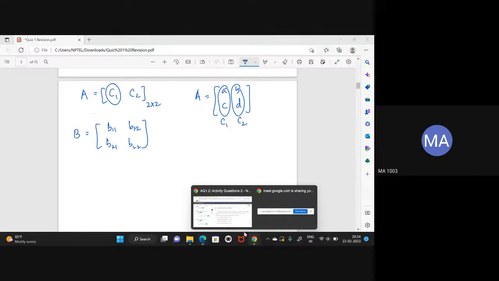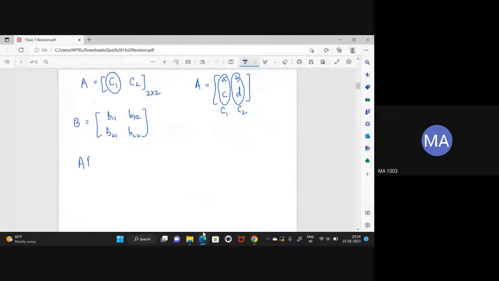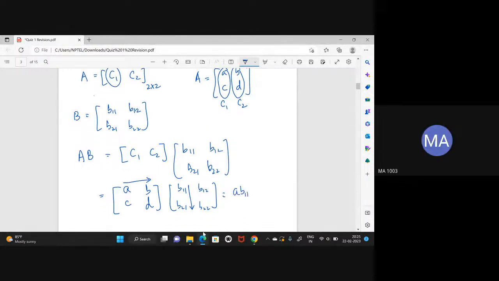What should we check? First column of AB, second column of AB. So how are we going to multiply A into B? C1, C2, times B11, B12, B21, B22. So I can write C1 as AC, C2 as BD, right? Yes, ma'am. So when I multiply, what am I going to do? I'm going to multiply this row with this column, right? Yes, ma'am. So it's going to be A into B11 plus B into B21.